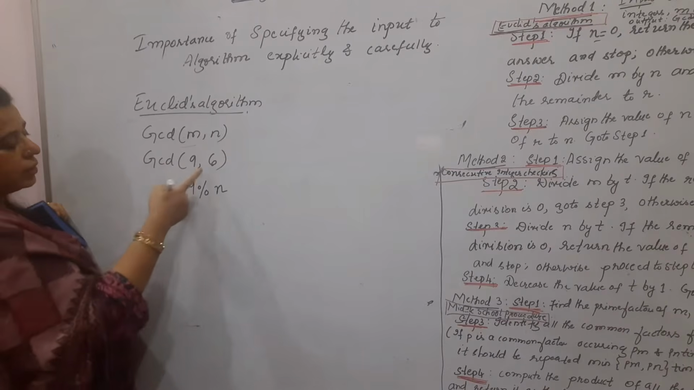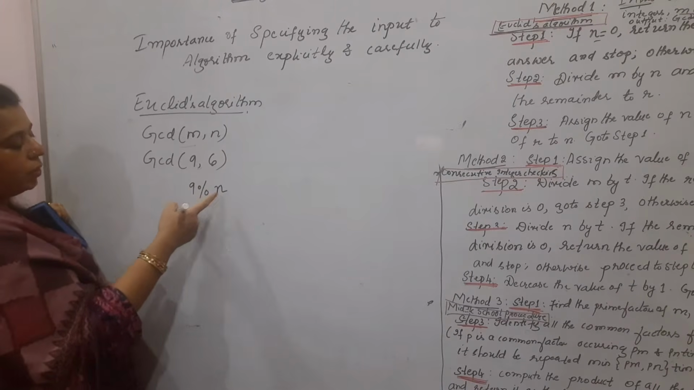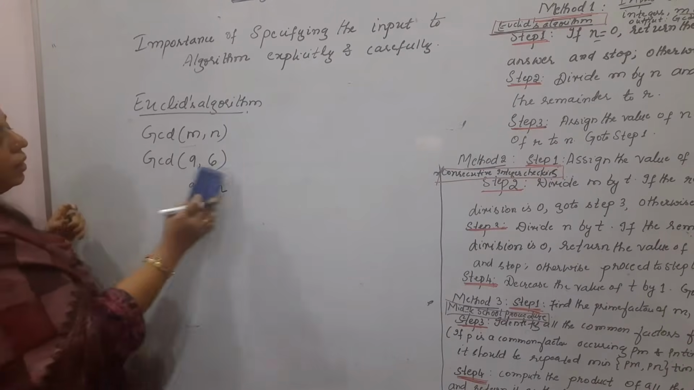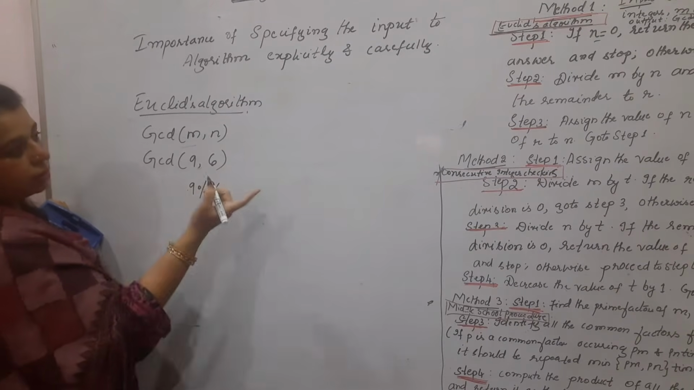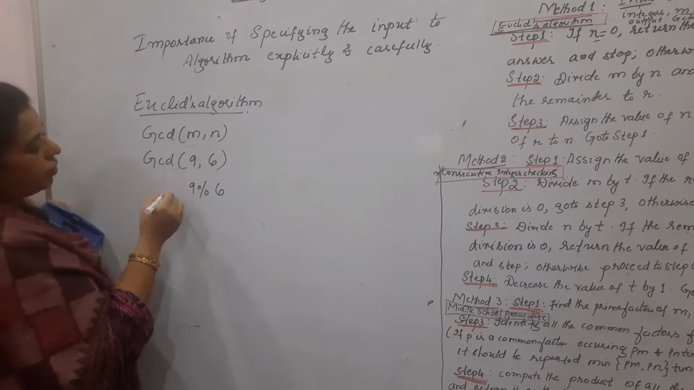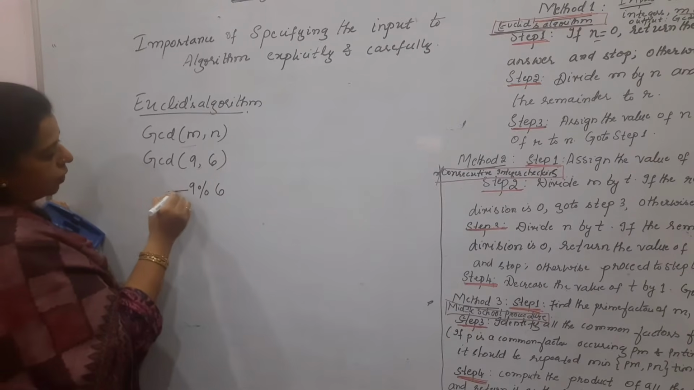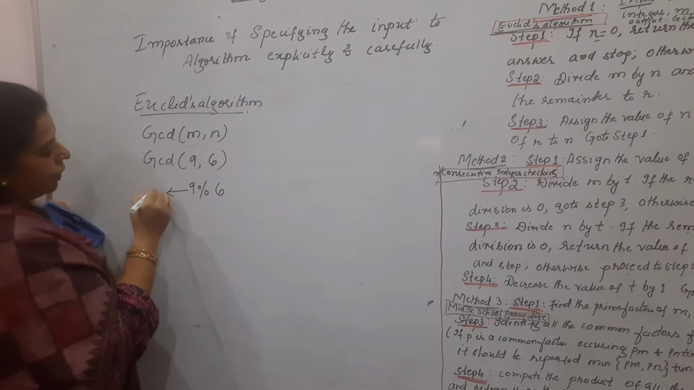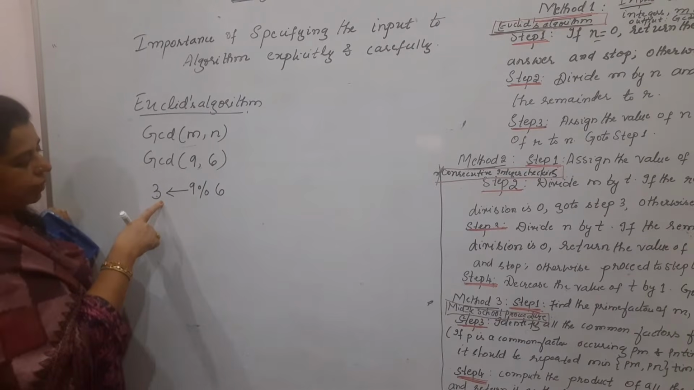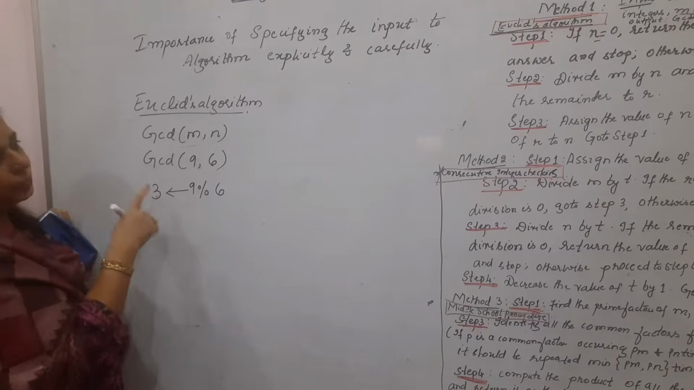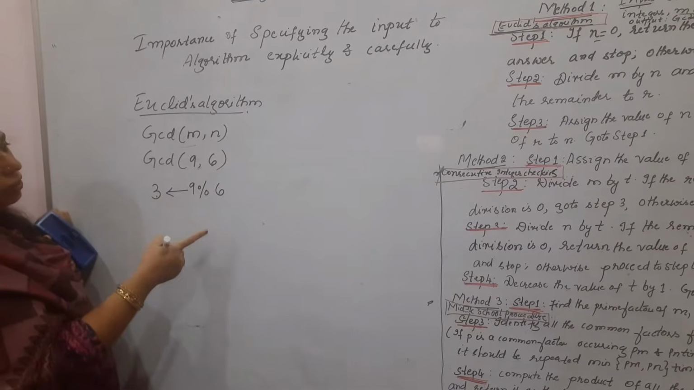Because you are interested in the remainder, you will carry out the modulo operation for these two numbers. And the remainder is what? The remainder is 3 in this case, so that will be assigned to r. So you write here that the remainder is 3, which is stored in r, and assign the value of n to m.